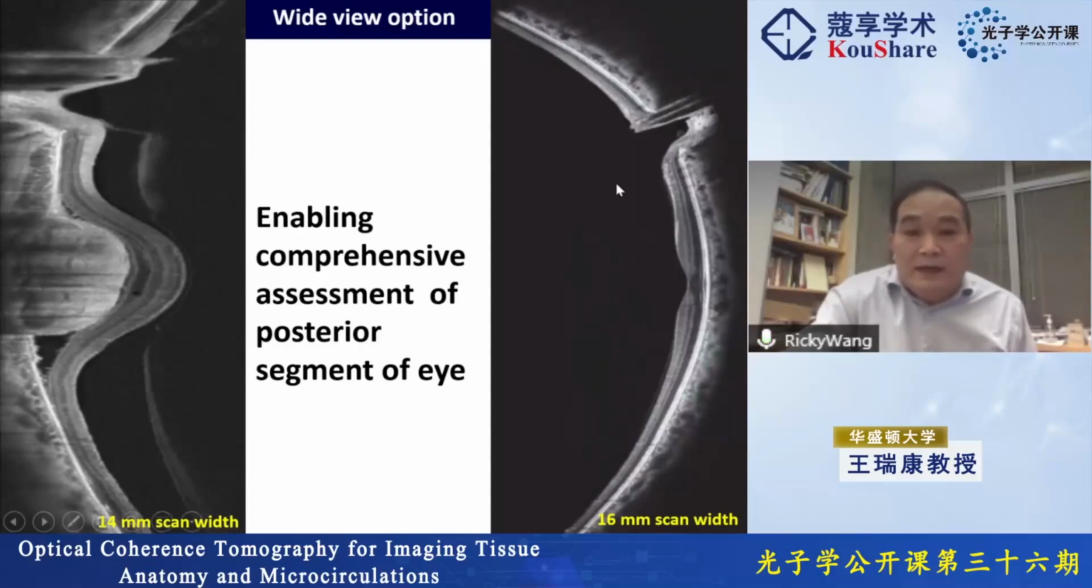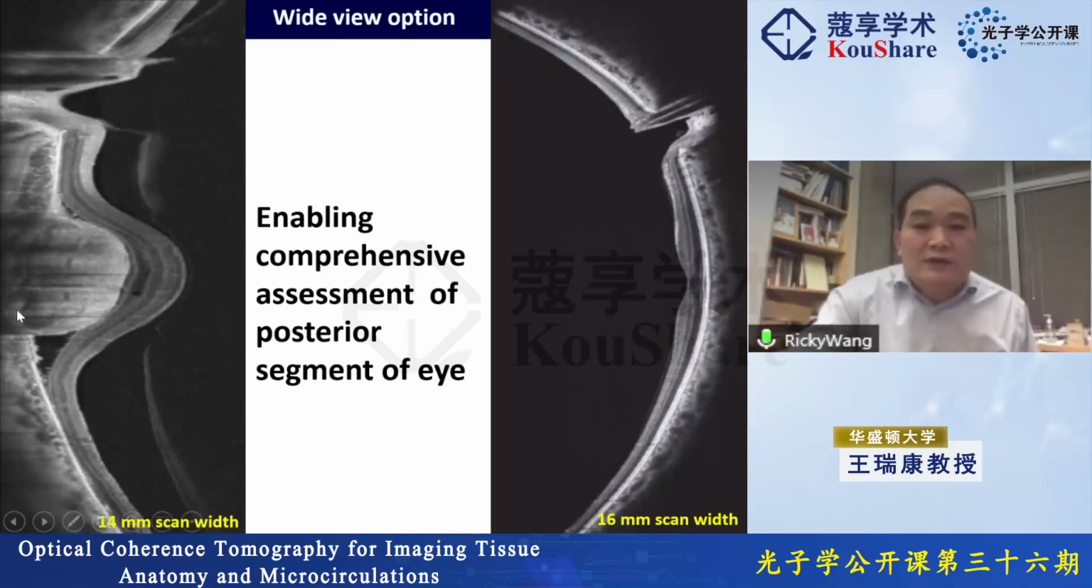This is the normal subject scan. In the normal subject, you can see different layer information very clearly in your OCT images, because our OCT imaging has very high resolution, about 10 microns, so that you can see very thin physiological layers.